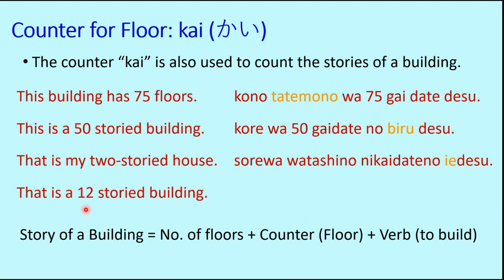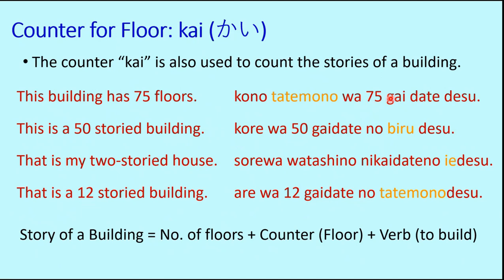And the last one is that is a 12-storied building. Are wa juni gai date no tatemono desu. That is a 12-storied building. Are wa juni gai date no tatemono desu. So this is how we use kai and gai to express floors and stories of a building.